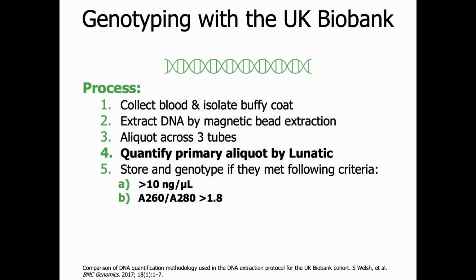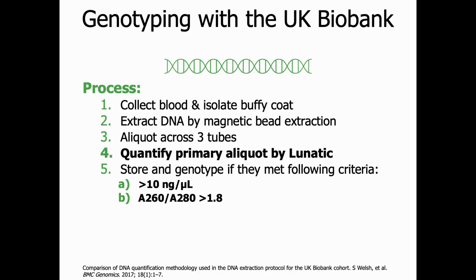Researchers around the world are using Lunatic in their NGS workflows. To give you one interesting example, the UK Biobank, an open resource with genomic and phenotypic data on approximately 500,000 individuals, used Lunatic as part of their process to check both concentration and purity of extracted DNA. Their process involved collecting blood, isolating the buffy coat, and extracting DNA using magnetic bead extraction. That DNA was then split into 3 aliquots, 2 for storage and 1 reserved for genotyping.